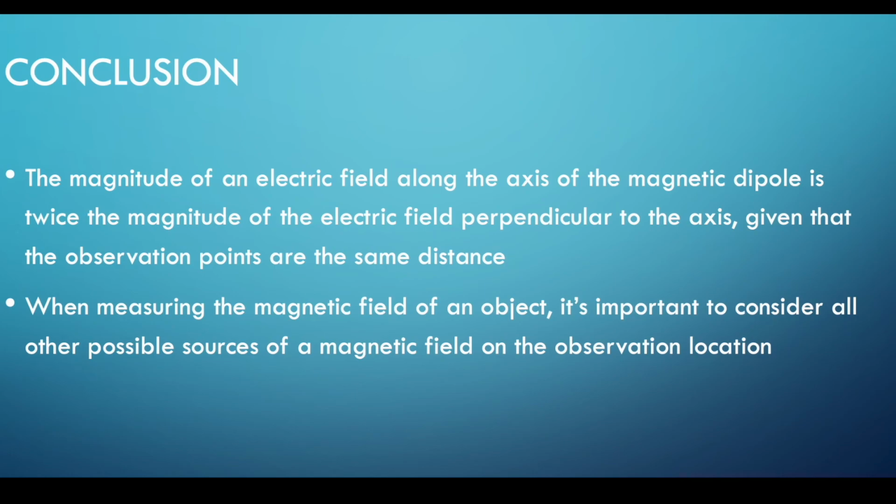So in conclusion, we learned that the magnitude of the magnetic field along the axis of the magnetic dipole is twice the magnitude of the magnetic field perpendicular to the axis, given that the observation points are the same distance. And when measuring the magnetic field of an object, it's important to consider all other possible sources of a magnetic field at the observation location, because that can throw off your results.